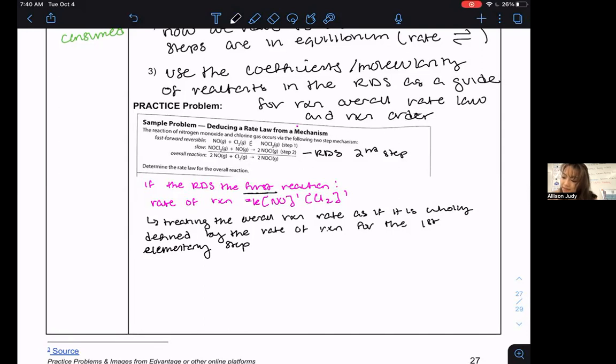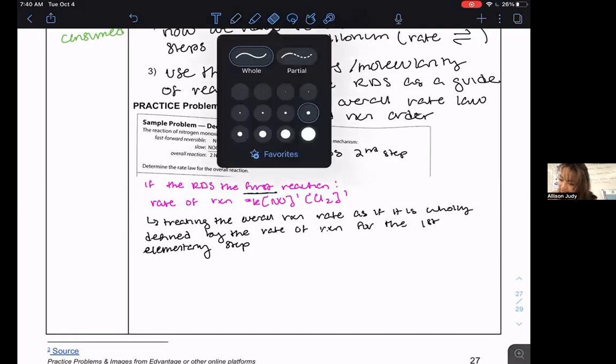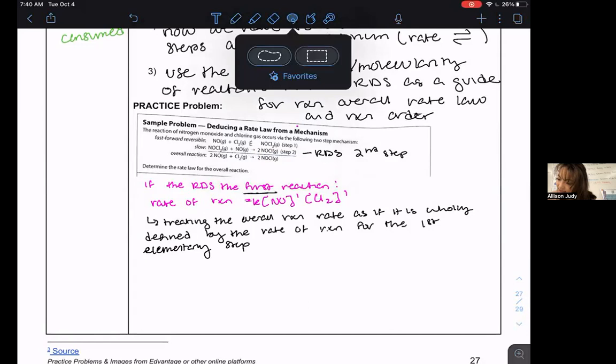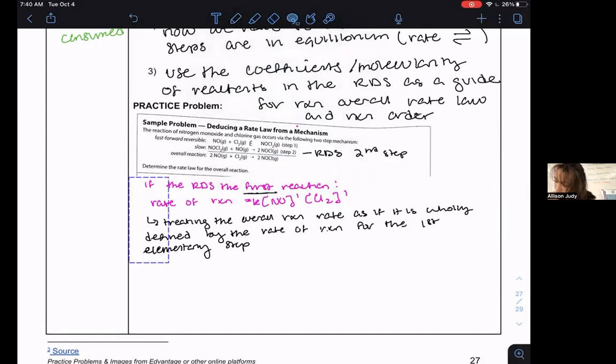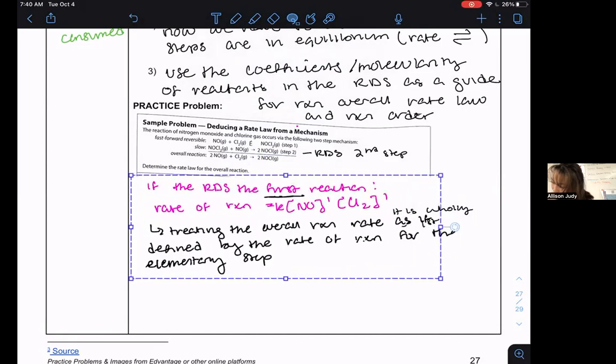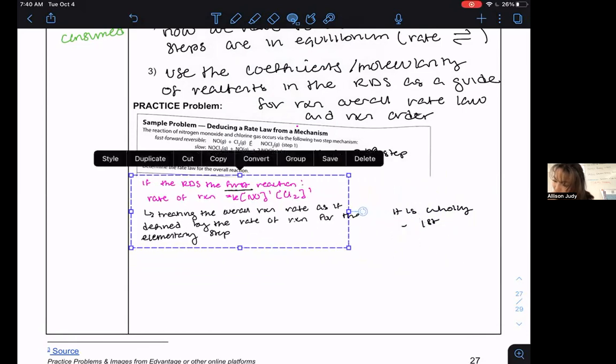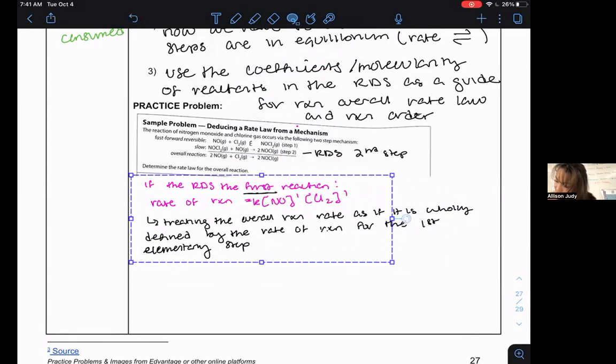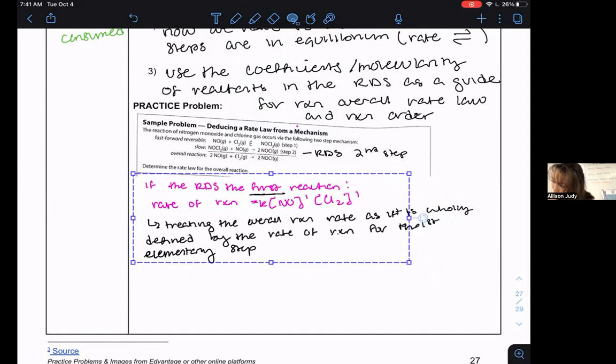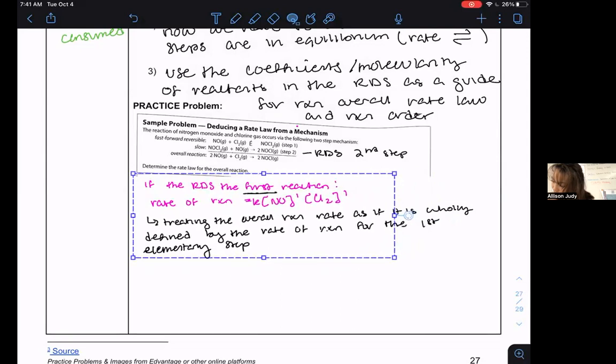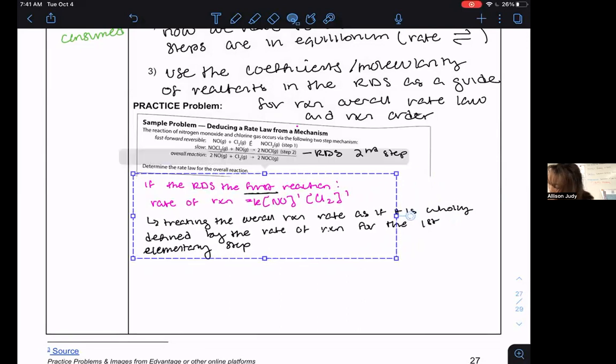Okay. But alas, that is not our case, right? Our case is the exact opposite. Our RDS, I made a mistake, is the second step. So we need to rethink how we're going to do this.